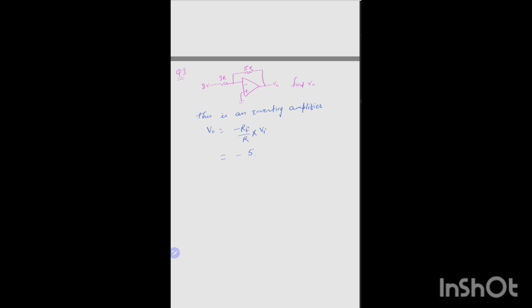RF is the feedback resistance, 5 upon 3 into VI. V naught equal to minus 40 by 3 volt. This is directly using the formula, or you can solve by applying node A, node B, virtual short circuit and KCL.